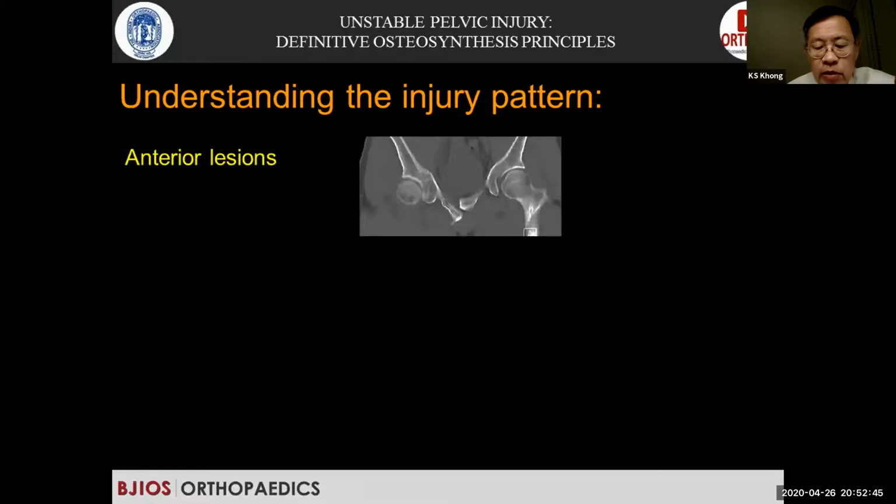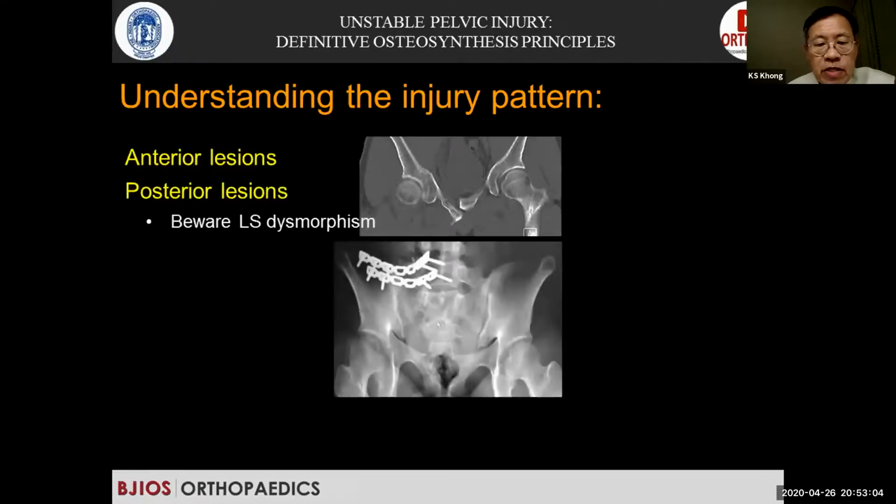Sometimes you skim through and you think that it's a stable fracture, but these often become quite painful when the patient starts to walk, and then it almost becomes impossible to undo them, and you have to excise the symphysis at some later stage for pain relief. So this is an indication for reduction. Posterior lesions, beware of dysmorphism.